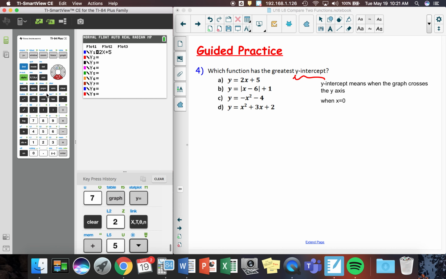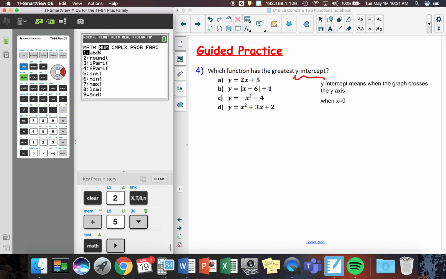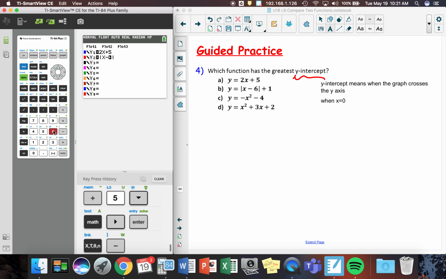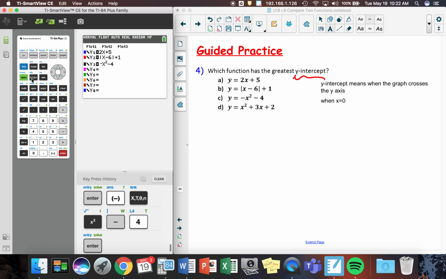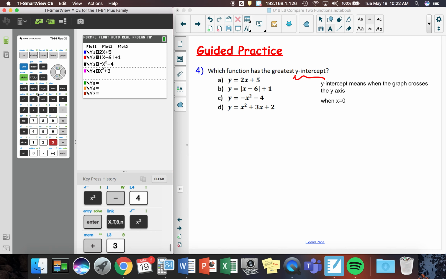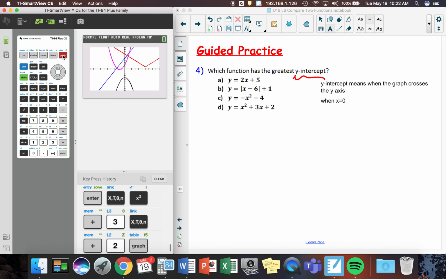So I'm going to get my absolute value. Another way you can get absolute value is go to math, over the number, and press enter. So we have absolute value of x minus 6, plus 1. We have negative x squared minus 4. And we have x squared plus 3x plus 2. Alright, I can press graph and I can see all of these different ones here.